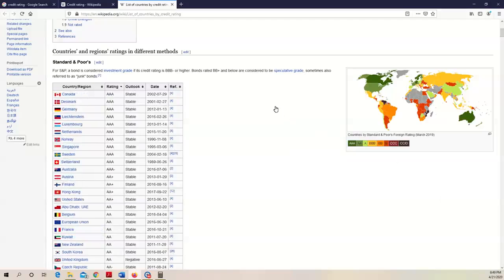So for example, some governments like Canada, Denmark, Germany, right? They are rated AAA. That means if Canada wants to borrow money from you, right? Canada will be super reliable. So that means if Canada borrows money from you, in general, Canada is going to pay back, and Canada is going to fulfill all those promises written on the Canadian bond.